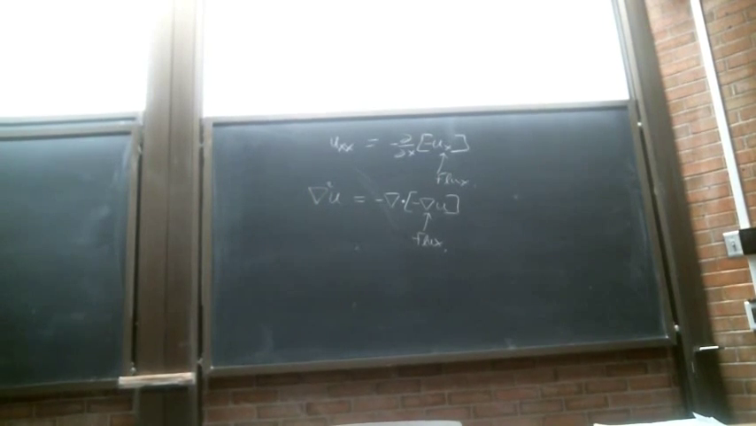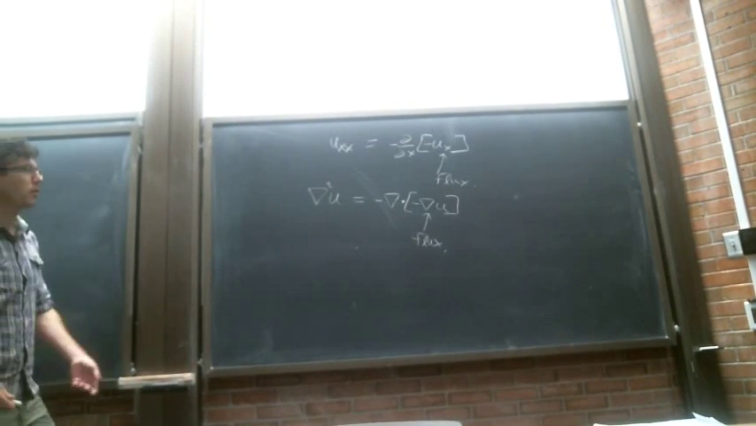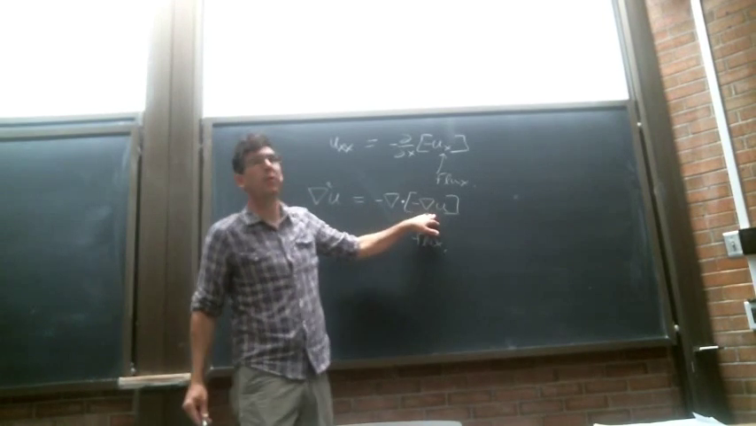Negative gradient. So that tells you how things flow. This vector field here, right?